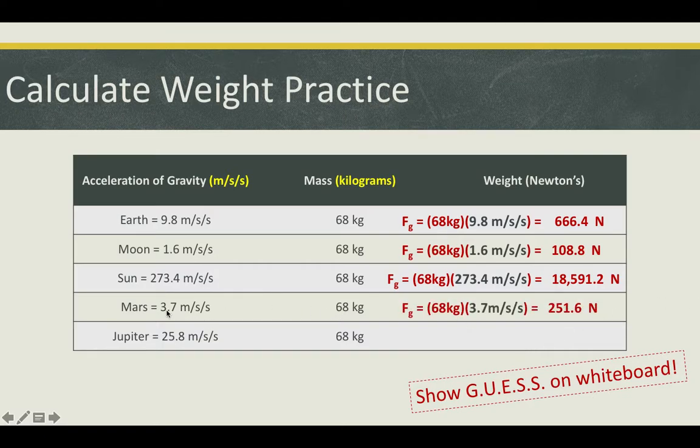Okay, Mars has a gravitational field strength that is roughly one third that of the Earth. So the 68 kilogram person would weigh 251.6 newtons on Mars, and Jupiter is much more massive than the Earth. So a 68 kilogram person would weigh 1754.4 newtons on Jupiter. So as gravitational field strength increases, then weight will increase. As gravitational field strength decreases, weight will decrease, even though mass is the same throughout.